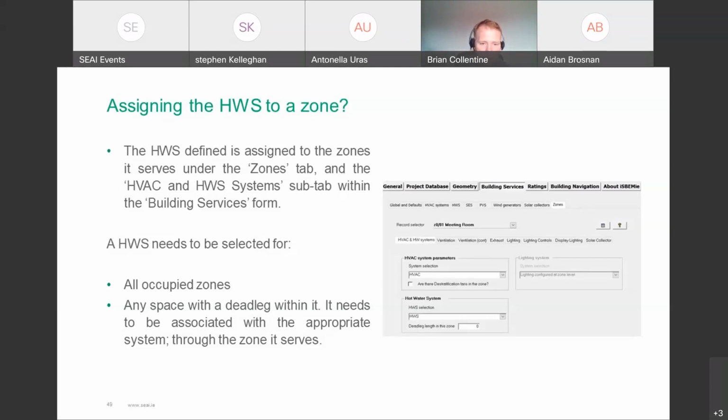So again, this is required for all zones, and it assumes a hot water load for all occupied zones within ISBEM. And also there's an entry for deadleg length for each zone as well, which I'll talk a bit about on the following slide.